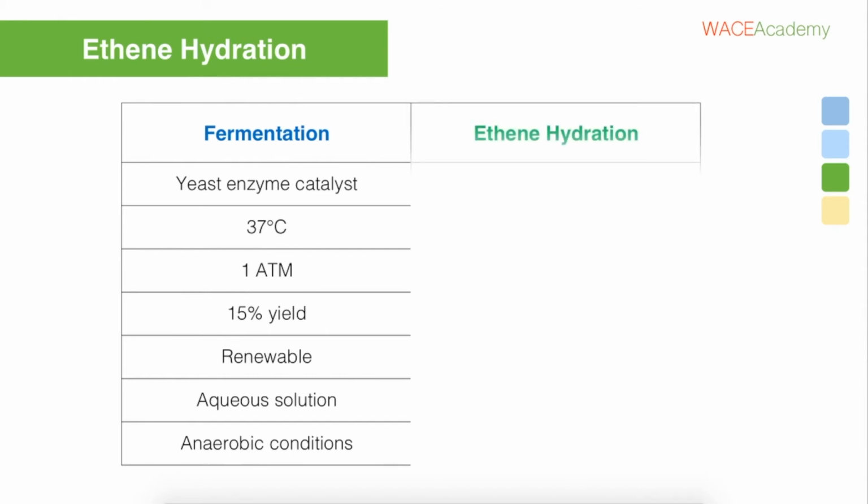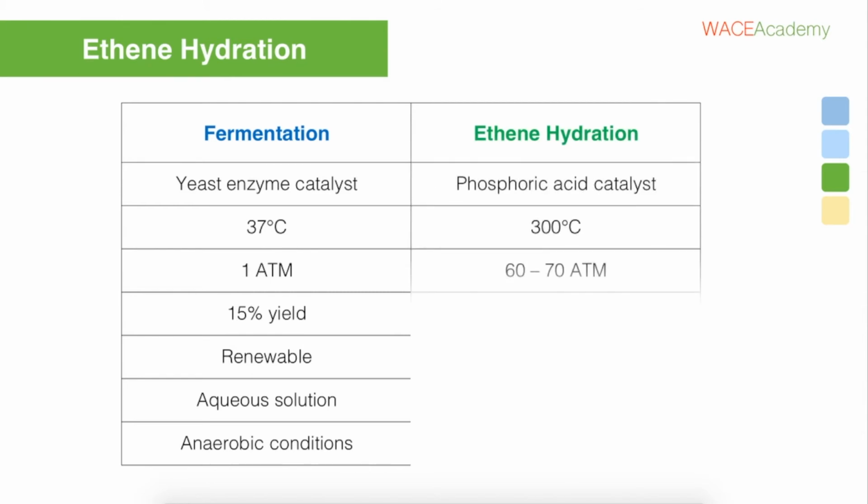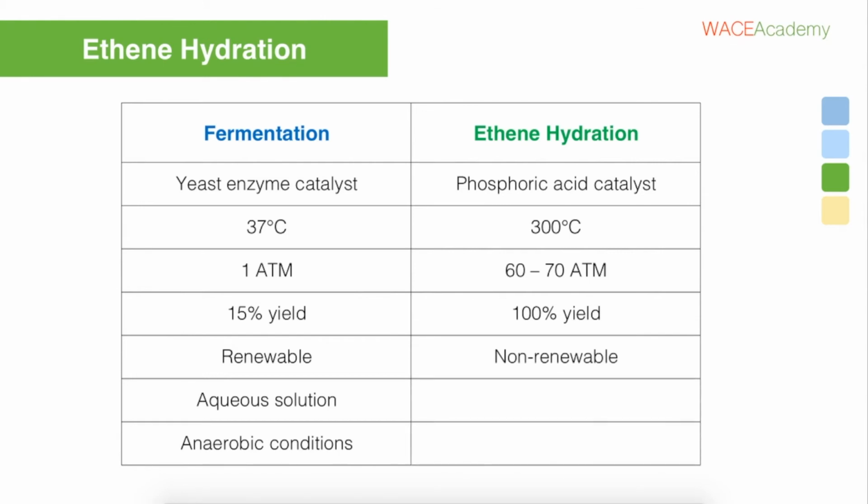Hydration of ethene, on the other hand, is catalyzed by phosphoric acid and is performed at 300 degrees and 60 to 70 atmospheres of pressure. It also produces a near 100% concentrated ethanol, but requires non-renewable reagents, ethene, which we get from crude oil.